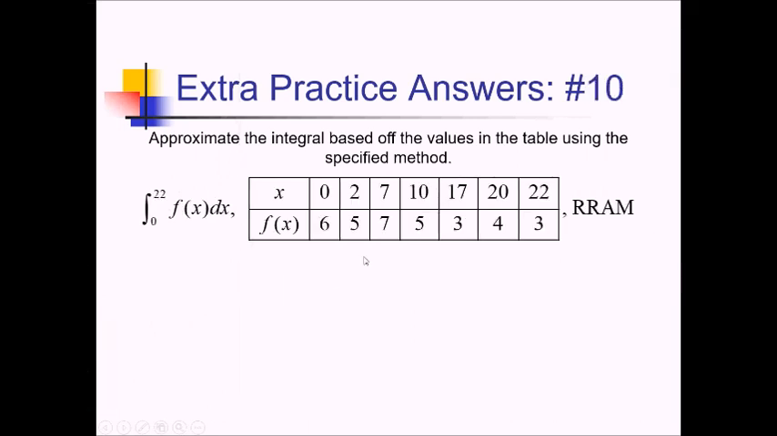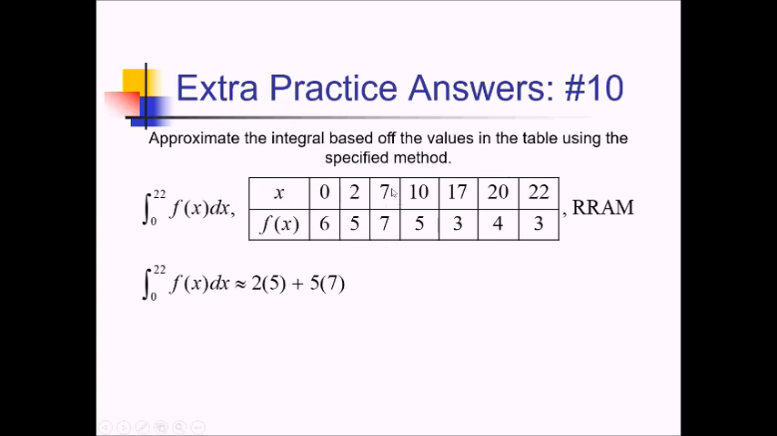On this problem, I want to approximate this integral using RRAM with values from this table here. So let me go ahead and set this up now. I'm going to be doing base times height rectangles, and I'm going to use the right height on each rectangle because this is RRAM. So I can say integral from 0 to 22 of f of x is approximately equal to, and here's my first rectangle area, base of 2 times a height of 5. And after that, from 2 to 7, that's a base of 5 times the right height here of 7.